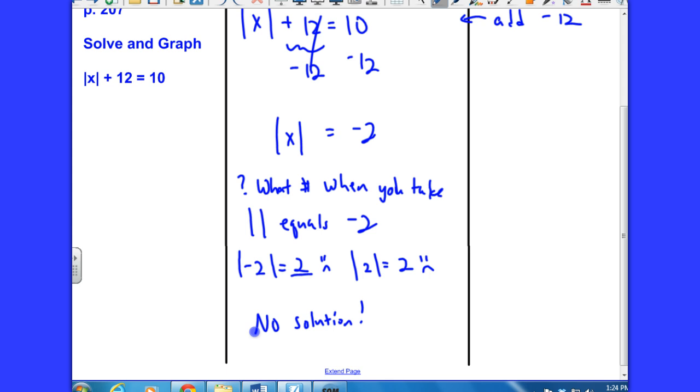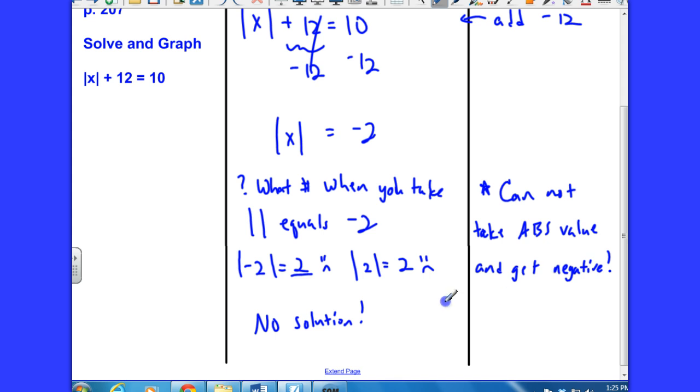You see, if you try to take the absolute value of a number, what do you always have to get? You have to get a positive. Alright, so here it is. You cannot take the absolute value of something and get a negative. Can't do that. Cannot take the absolute value of something and get a negative number.